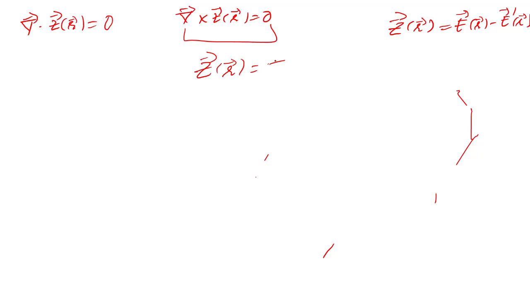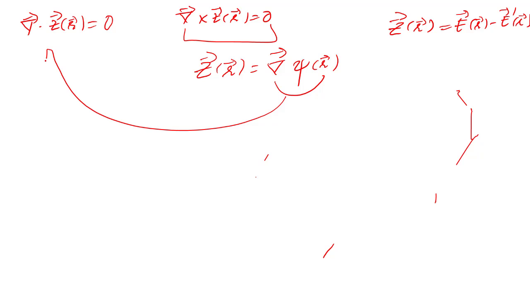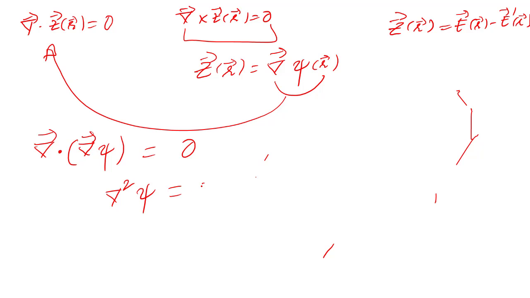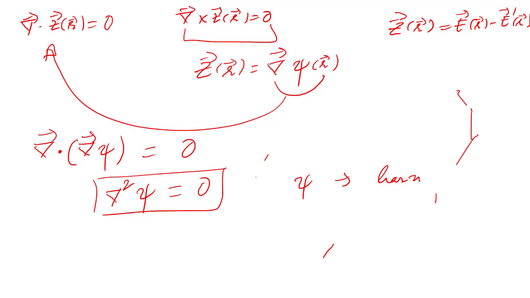But if the curl of this function is 0, then I should be able to describe Z of R as gradient of some scalar function psi of R, right? Because we showed that curl of a gradient is 0. So if I can write this as gradient of psi, then I can plug this in here. So then I would have del dot gradient of psi is equal to 0, or del square psi is equal to 0. So psi should be a harmonic function.